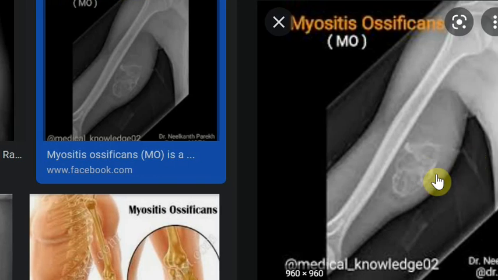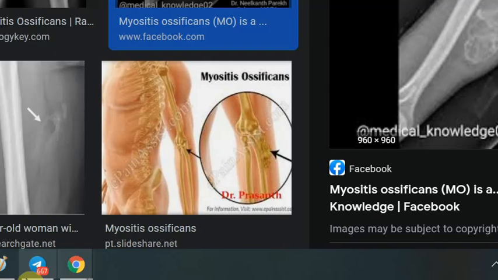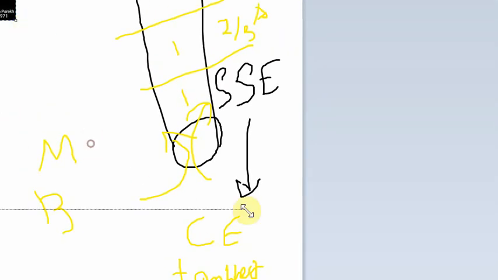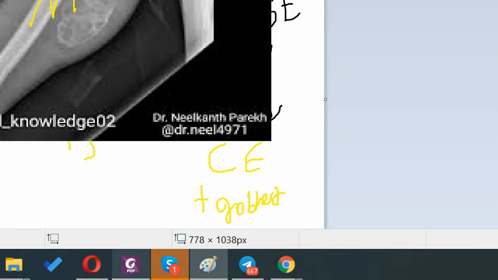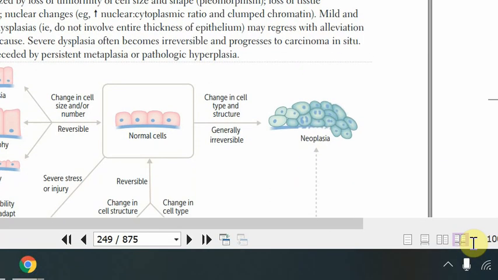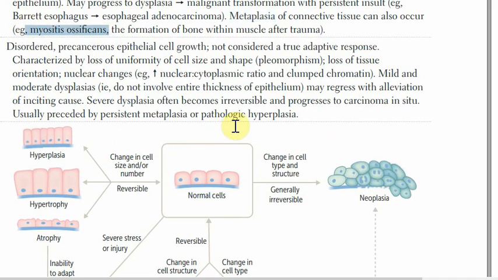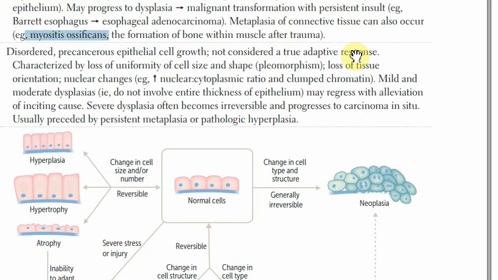To differentiate it from bone cancer, because it looks kind of the same, do this. On the exam, enlarge the picture. You can do that in the exam, it's possible. Then make a line. Does it attach to the bone? The answer is no. There is a little space. That means it's not bone cancer. This is myositis ossificans, which is an example of metaplasia. Okay, good. So moving on, they write, myositis ossificans is an example of metaplasia of the connective tissue, the formation of a bone within a muscle after a trauma. I hope it makes sense.